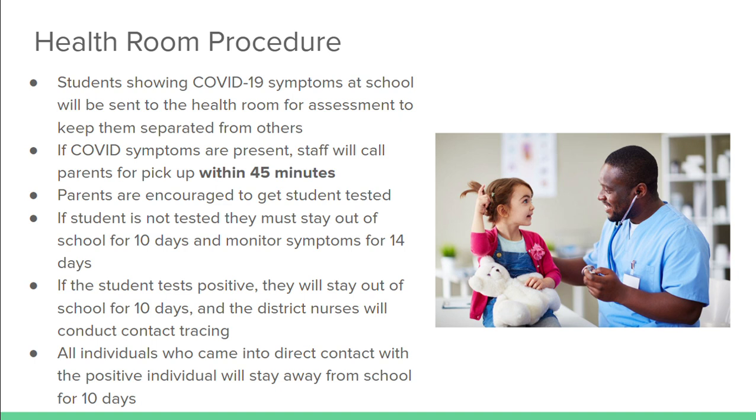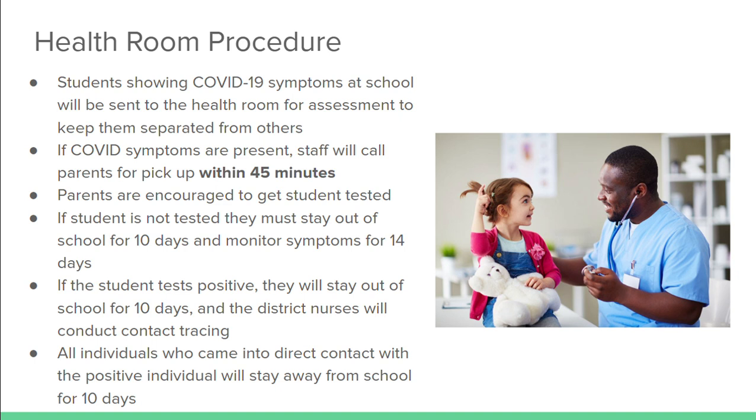Again, if the student has a chronic condition such as asthma that may be mistaken for COVID-19 symptoms, they will be able to assess for that and send them back to the classroom if their symptoms are normal. However, they will be calling parents if it is possible that their symptoms are related to COVID-19. If you are unable to come pick up your student within 45 minutes, you must designate someone who will be able to do that. And then parents will be encouraged to get their student tested.